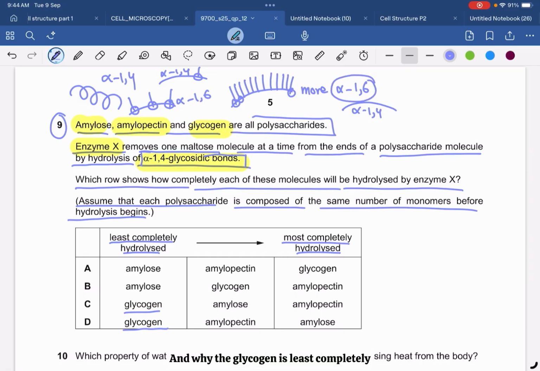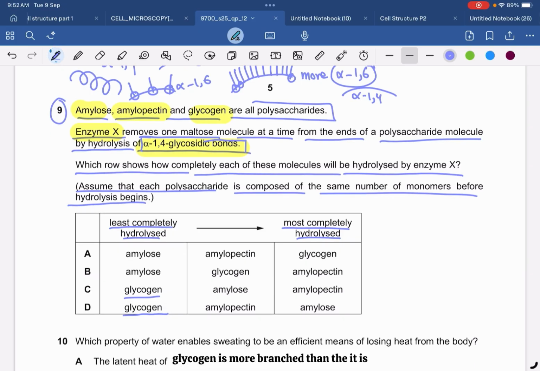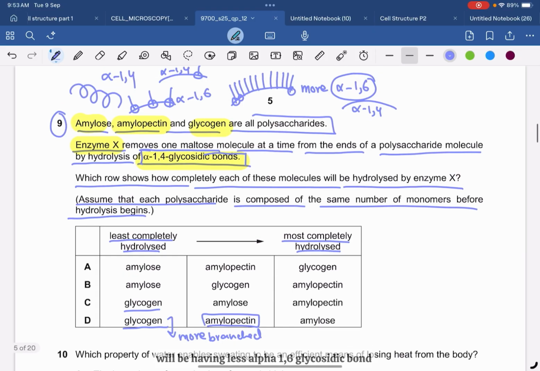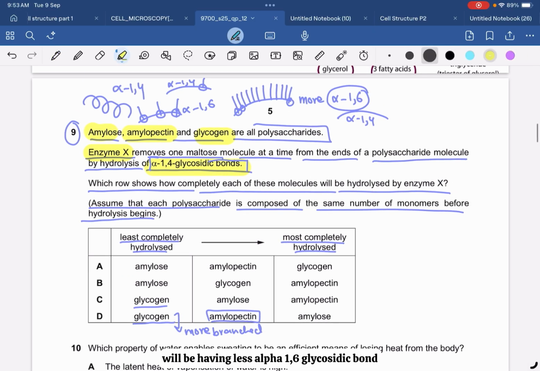And why is the glycogen less completely hydrolyzed than the amylopectin? This is majorly because the glycogen is more branched than the amylopectin, right? Because amylopectin is less branched, so it will have fewer alpha 1,6 glycosidic bonds. So the glycogen will be the least hydrolyzed. The amylopectin would be a little less hydrolyzed than the glycogen, right?